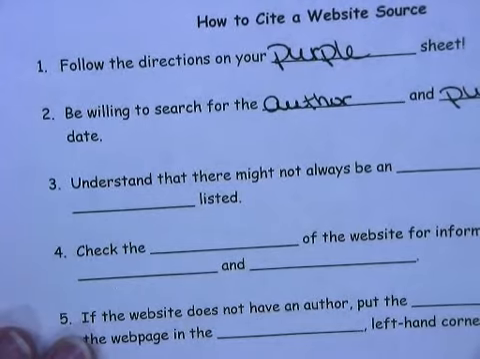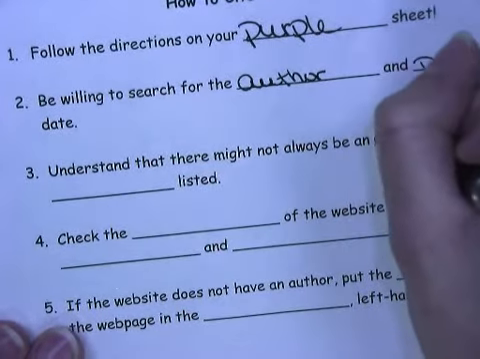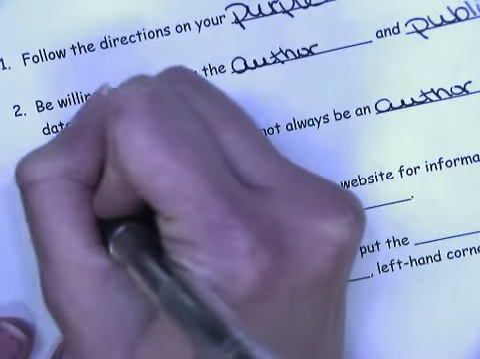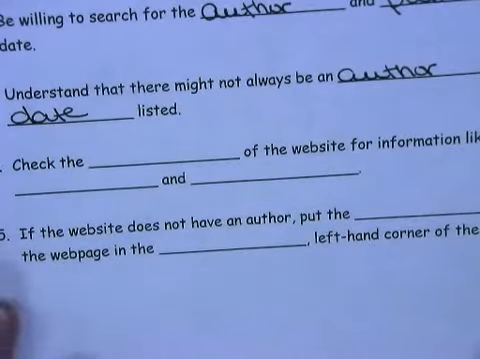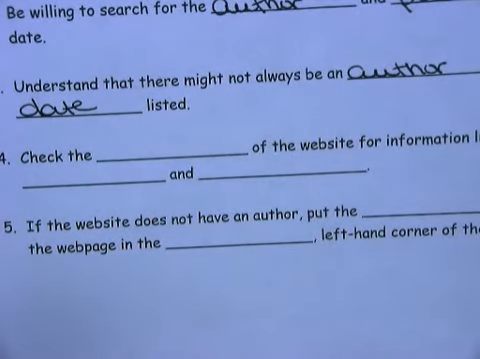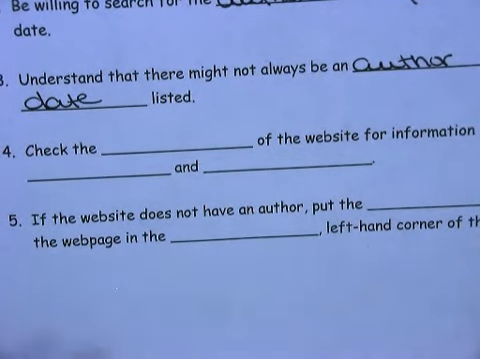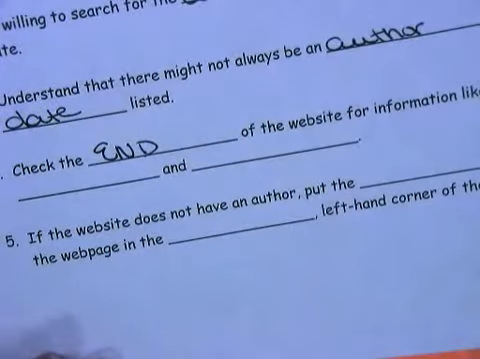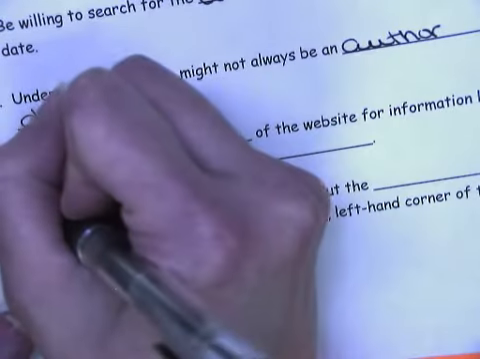However, sometimes, no matter how much we search, there might not always be an author or a date that's listed. We like authors and dates. They're another sign that it's a credible source, but sometimes, every once in a while, even a credible source does not have an author. So then we need to typically check the end of the website for information like authors and dates.